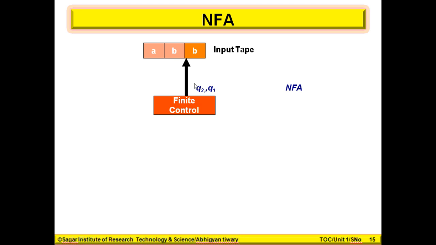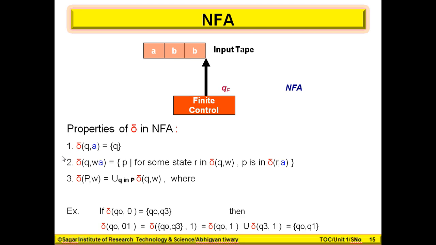And after reading this B, we will move to the final state. So by using this one, we know that by reading a single input in a state, we can move to more than 1 state. So by using this, we can reach the final state. Okay, now we have some properties related to this NFA. So this one we know very well.